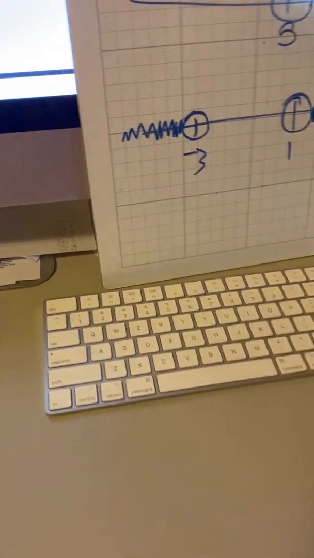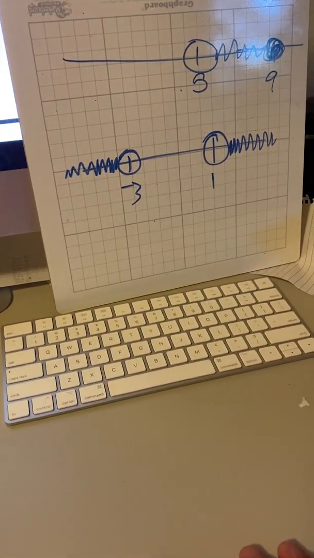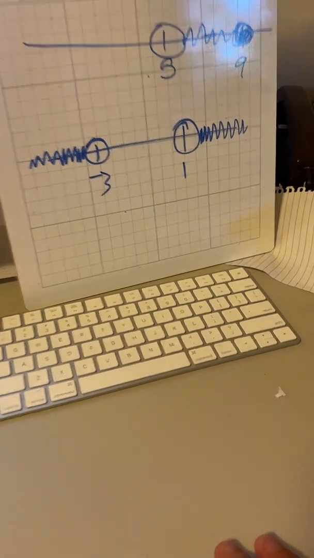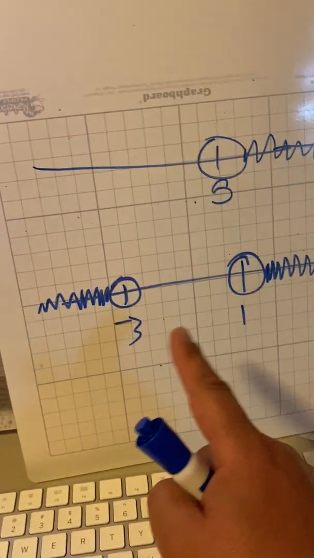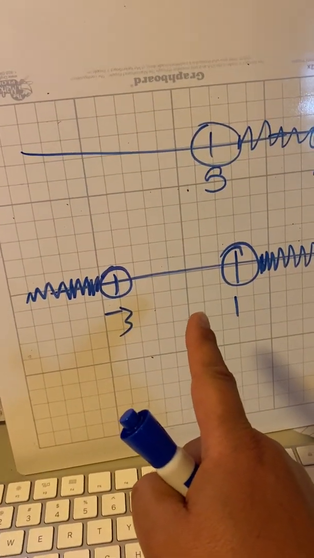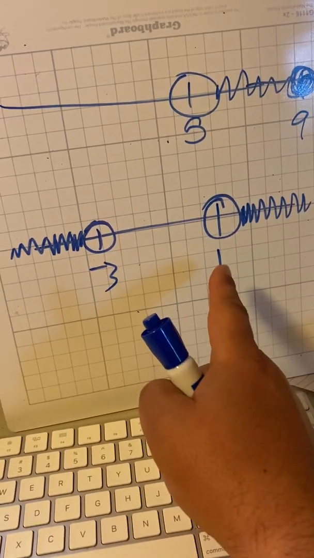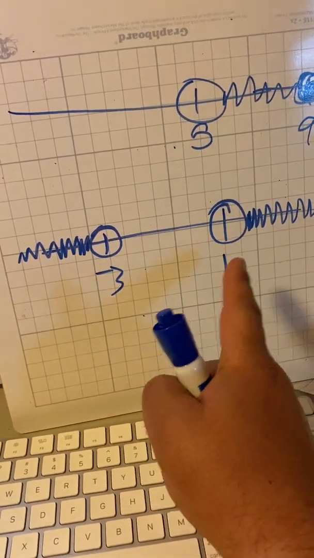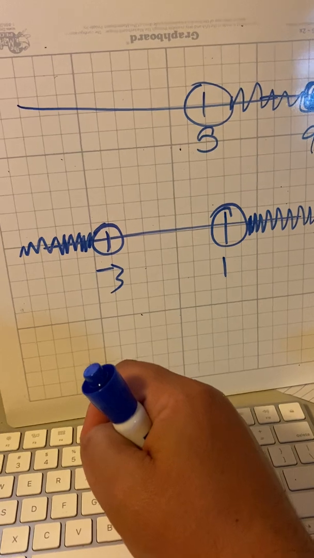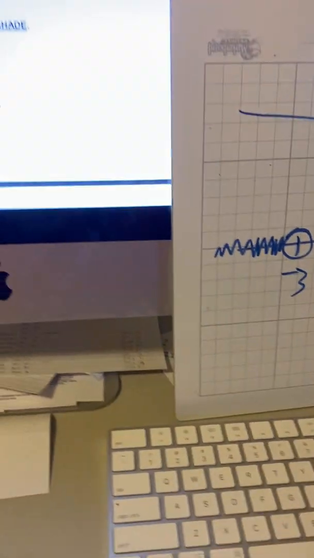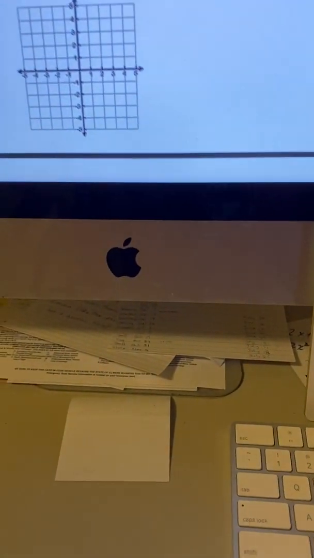So if the answer for this one, let's say my answer that I choose is 0. Does 0 work in this? 0 falls between -3 and 1. Does that work for either of them? No, 0 is not a good answer for this. Okay, so far so good.